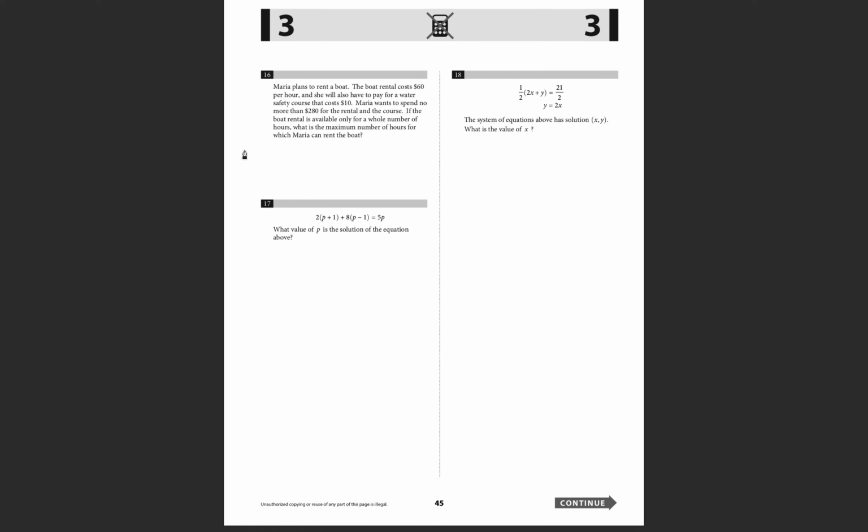Number 17. So just simplify this equation. We get 2p plus 2 plus 8p minus 8 equals 5p, and then 10p minus 5p equals 6, and we get p equals 6/5.